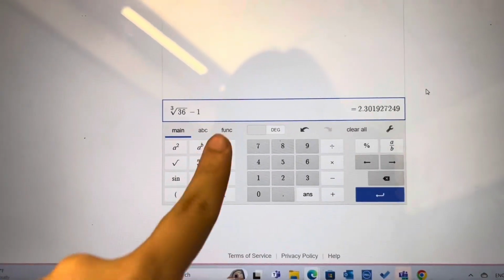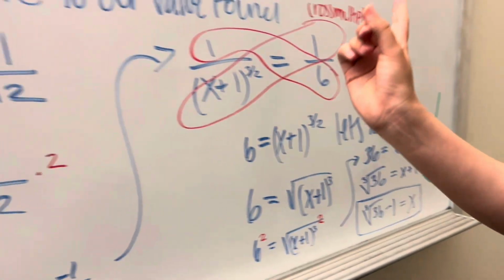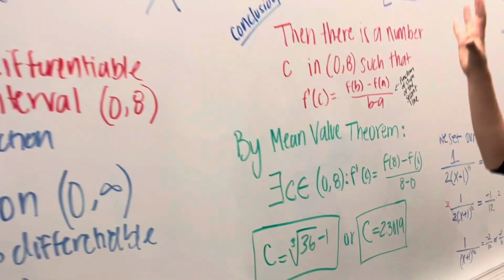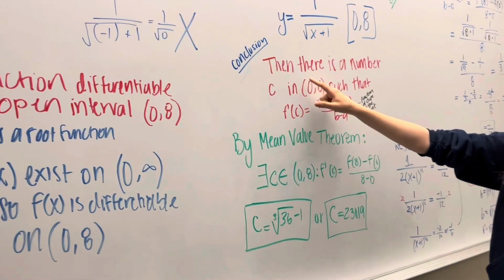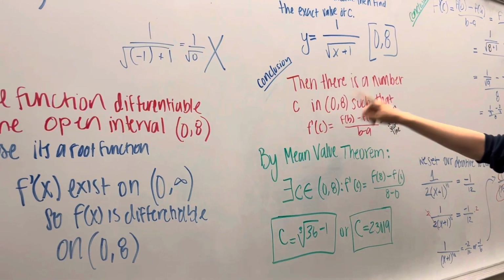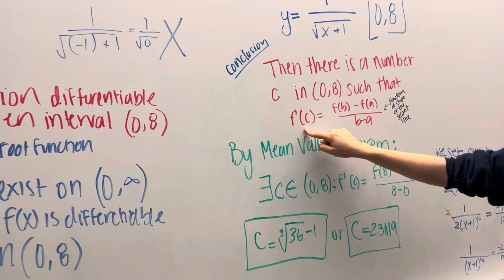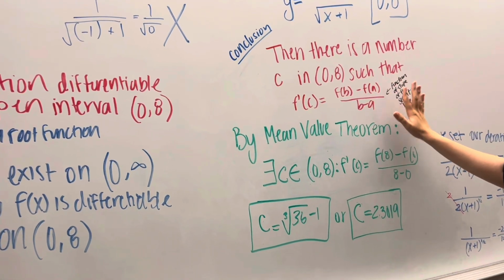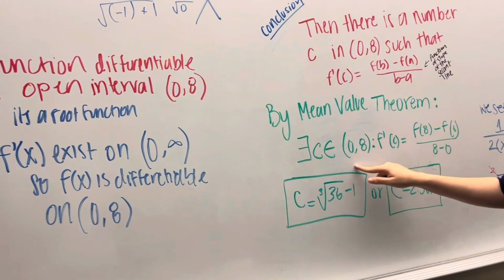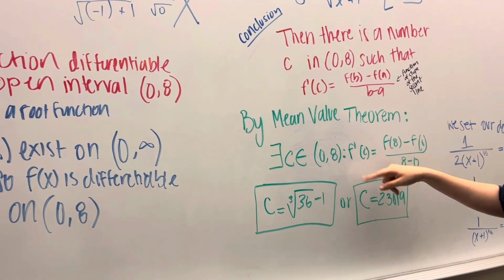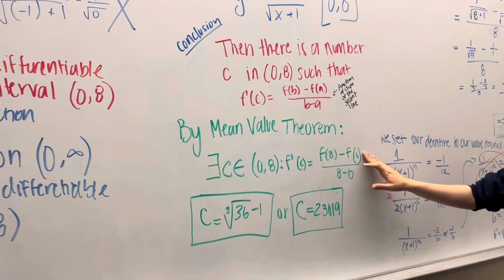So our c found fits our interval. So that takes us back to our conclusion, finishing everything up. This is the mean value theorem, guys. Conclusion is there was a number c in the interval from 0 to 8 such that the derivative of c equals the slope of the secant line. We found by the mean value theorem there exists a number c in the interval of 0 to 8 such that the derivative of c equals the slope of the secant line.